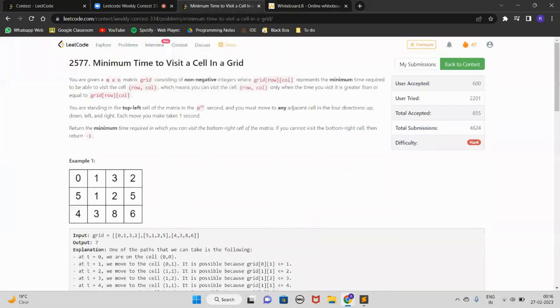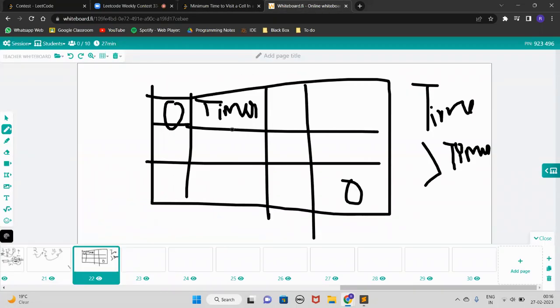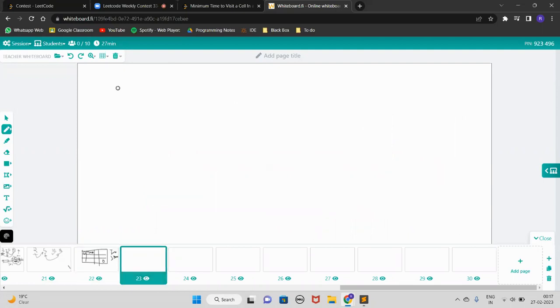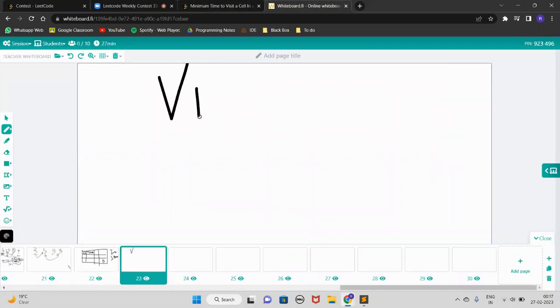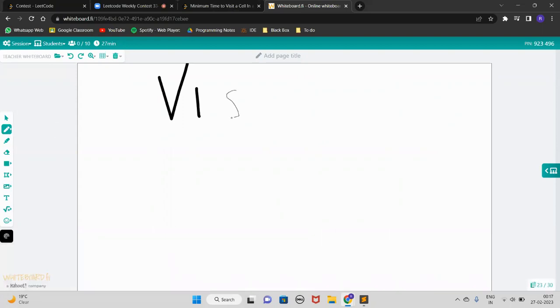Okay. Now there are two observations basically in this problem. The first observation is that we can visit a node any number of times. It is nowhere mentioned that we can visit a node only once. We can visit it as many times as we require. So we can visit any node any number of times.